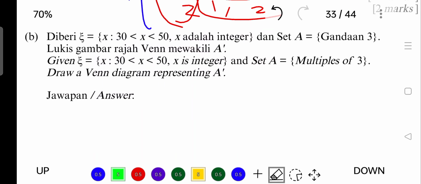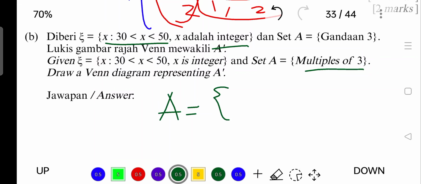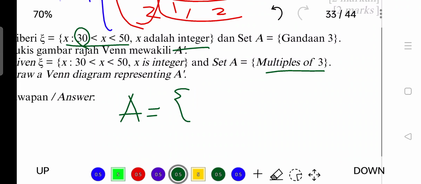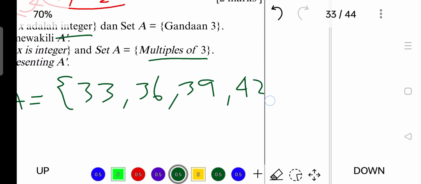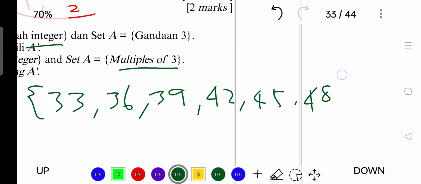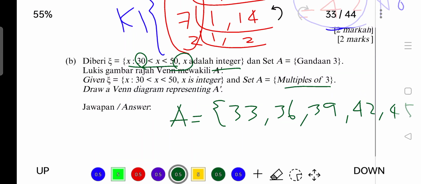All right, we have the universal set where x is from 30 to 50, and they are integers. Set A is, let's write that down, A is the multiple of 3, so it starts from, not 30, because there is no equal sign there, so I start with 33, 36, 39, 42, 45, 48. Enough? Yes, we have enough there because it's less than 50.